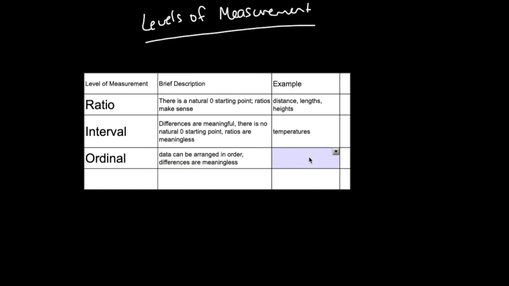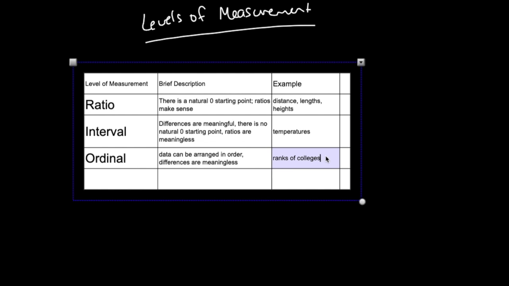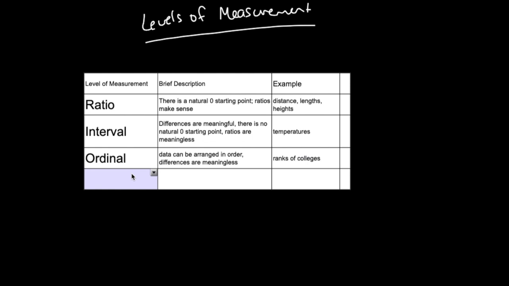So for example, ranks of colleges. You can order it, correct? You could technically say one school is ranked higher than another, academically or whatever. So it can be arranged in order. But differences, if I subtract values, that doesn't mean anything when I'm talking about ranks of colleges. I can't say NYU minus FIU. That doesn't make any sense. So ordinal data, ranks of colleges, that's considered an ordinal level of measurement.